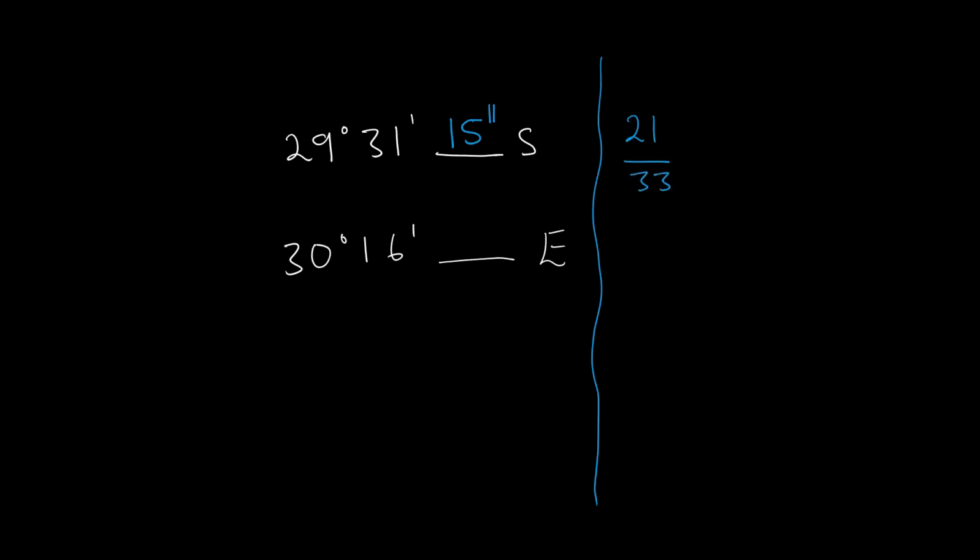Now, let's calculate the seconds. 21 divided by 33 multiplied by 60 gives us 38.18 seconds. Rounded to the nearest whole second, our answer is 38 seconds. So our longitude becomes 30 degrees, 16 minutes, 38 seconds east.